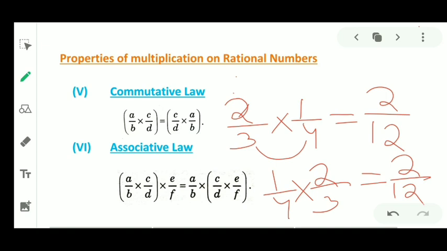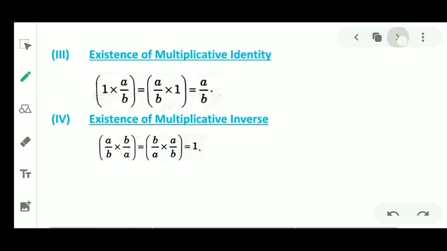Now associative law. On the left hand side, first you have to multiply these two numbers, then multiply with e by f. On the right hand side, you have to multiply these two numbers and then multiply with a by b. In both cases, you will get the same answer. So multiplication on rational numbers is associative.